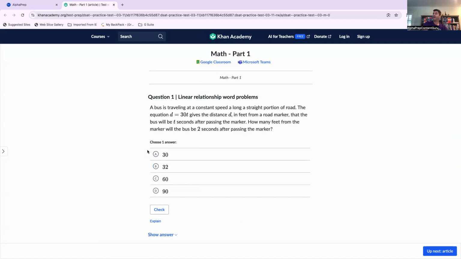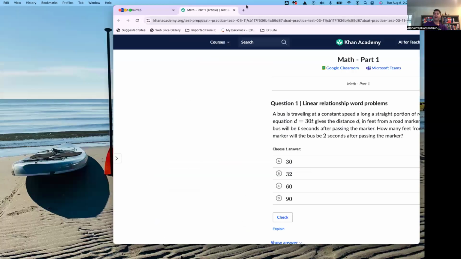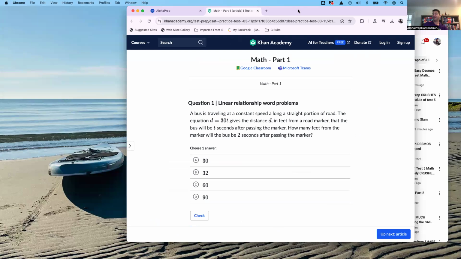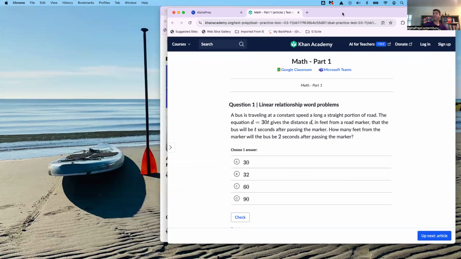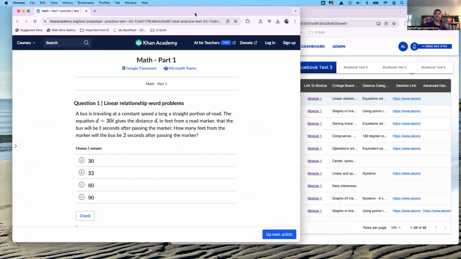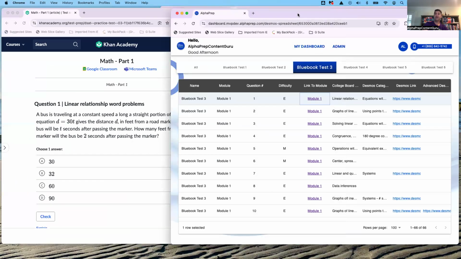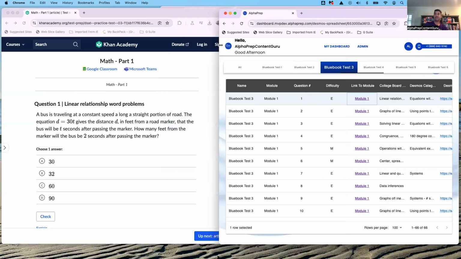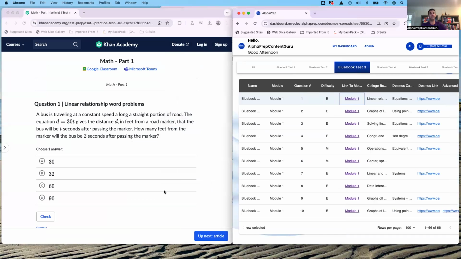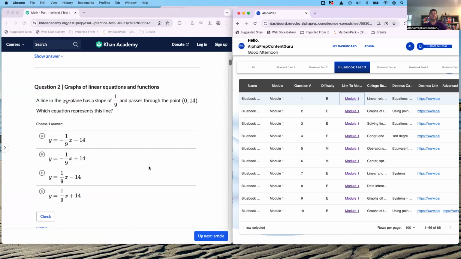And the idea is that what we like to do is we like to take the entire window and then side by side, put the questions and the AlphaPrep website, allowing you to look at the answers and explanations to every question and look at every question simultaneously. So it allows you to just scroll.